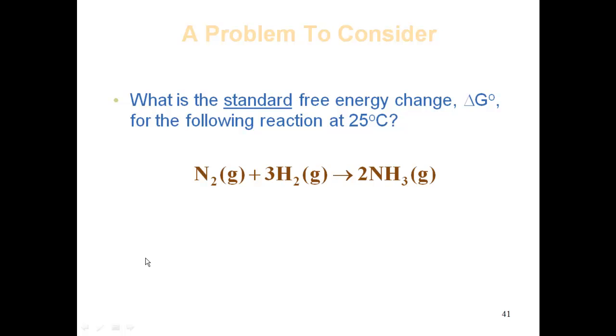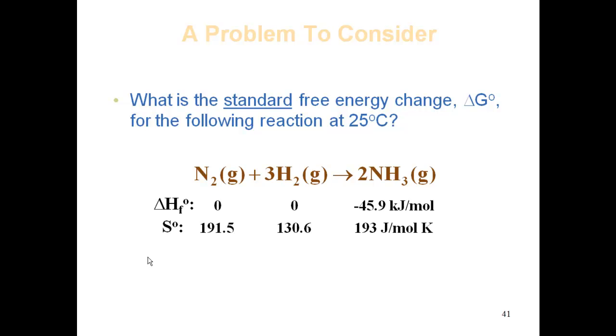Now, if I look in the tables for my entropies, will I find a numeric value for N2 and H2? The answer is yes, because that's an absolute scale. So I look in the tables and find some values. I get 0 for nitrogen, 0 for hydrogen, and negative 45.9 for ammonia for delta HF. For entropy, I get 191.5 for nitrogen and 130.6 for hydrogen, and 193 joules per mole Kelvin for ammonia.